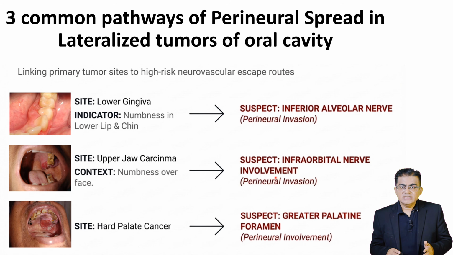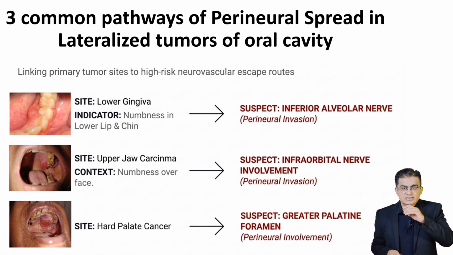If the patient with a tumor in his hard palate has symptoms and signs suggestive of nerve involvement, look for the involvement of the greater palatine foramen. These are the three major highways that oral cancer hijacks. You cannot image what you do not suspect, and you cannot treat what you do not see. So keep this clearly in your mind.